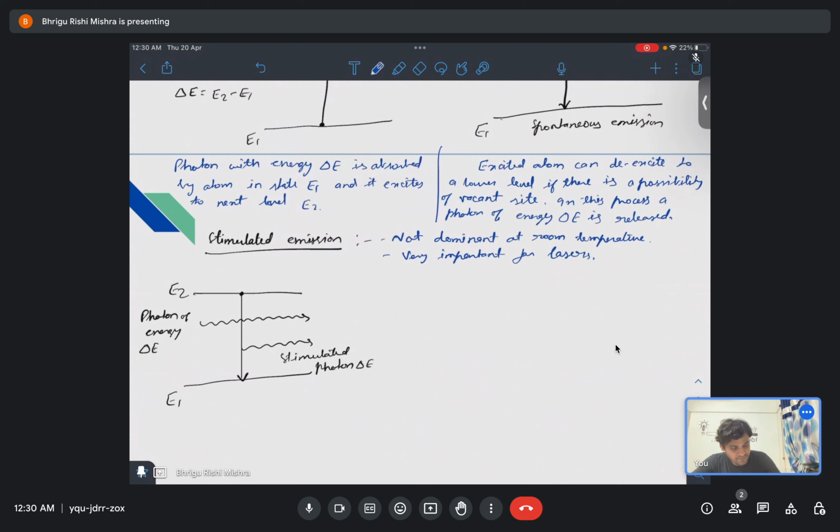So atoms in the upper energy level E2 can be triggered or excited by an incident photon.